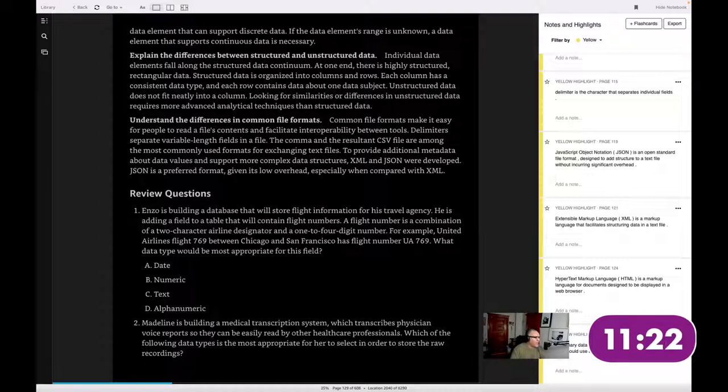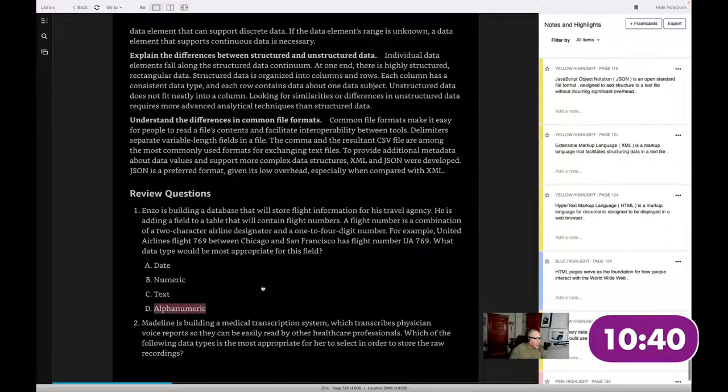All right, Enzo is building a database that will store flight information for his travel agency. He is adding a field to a table that will contain flight numbers. A flight number is a combination of a two-character airline designator and a 1-4-digit number. For example, United Airlines Flight 769 between Chicago and San Francisco has flight number UA769. What data type would be most appropriate for this field? Alphanumeric.